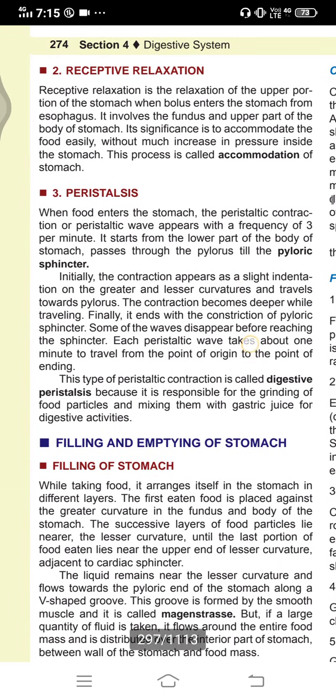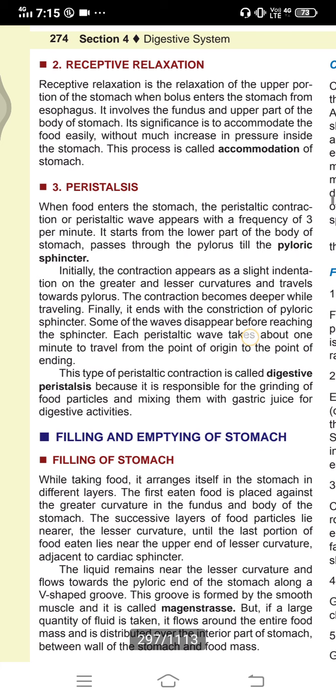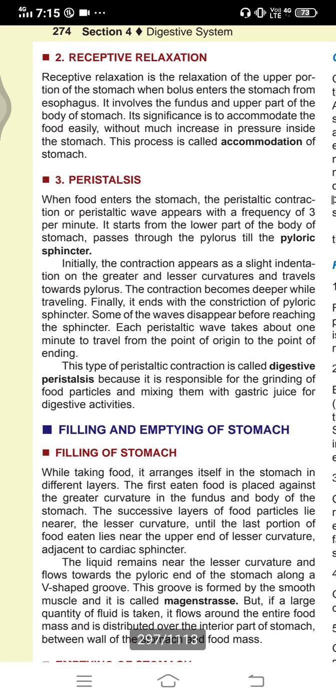Now, what is receptive relaxation? Receptive relaxation is relaxation of the upper portion of the stomach when the bolus enters the stomach from the esophagus. It involves the fundus in the upper part of the stomach. Its significance is to accommodate food easily without any increase in pressure inside the stomach. This process is called accommodation of the stomach.